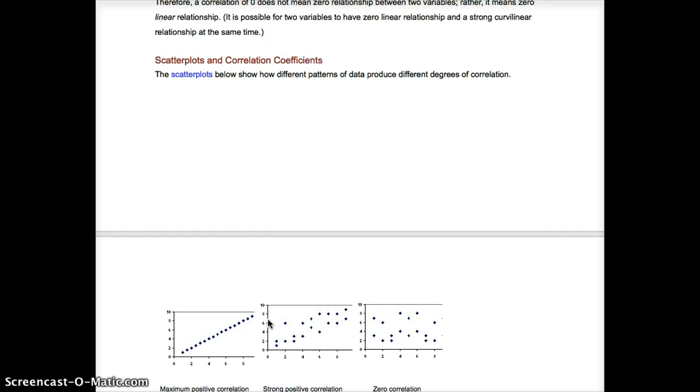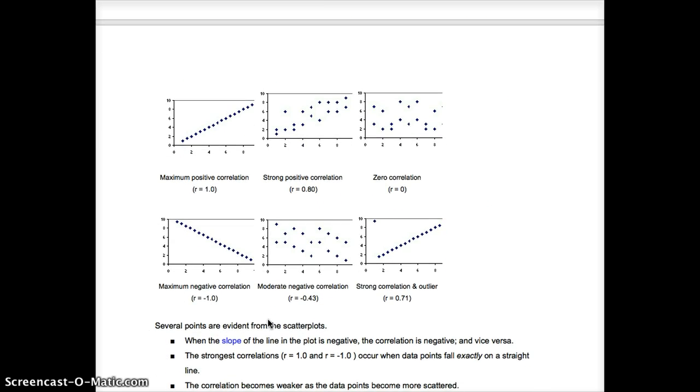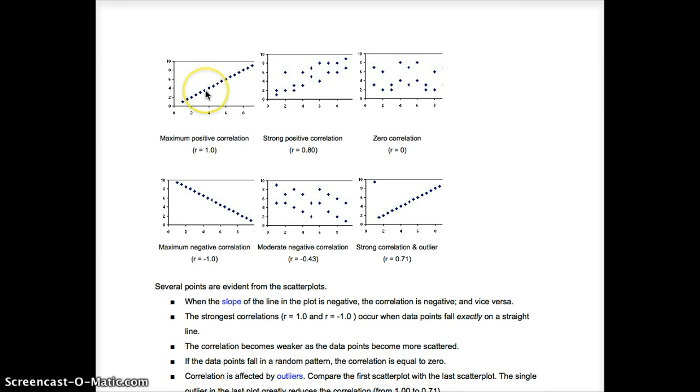And how this looks on a graph, if you look at these scatter plots, the top left here shows a positive correlation with an R value. R is the symbol for correlation coefficient. The R value here is 1.0, which is maximum. What that means is that this is a straight line. Every one of these dots falls on this straight line. It is a purely linear relationship moving in the positive direction, showing that as one variable increases, the other variable increases simultaneously.